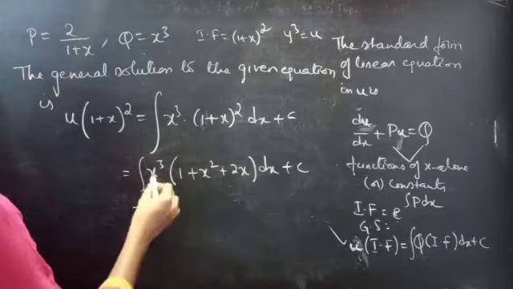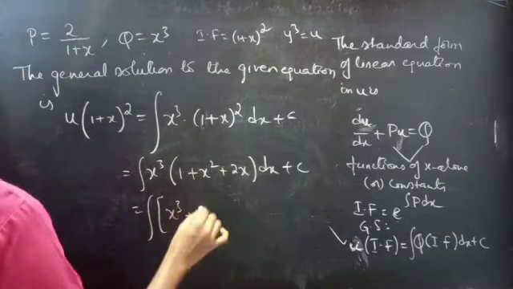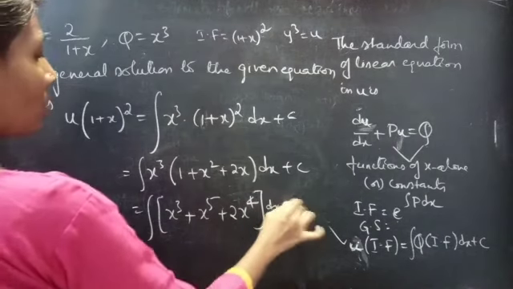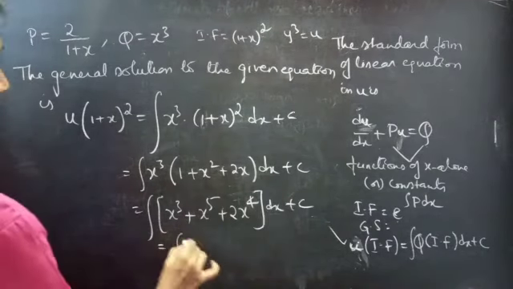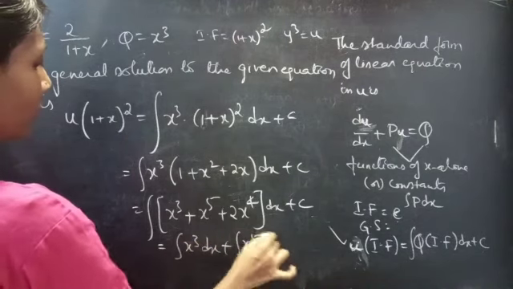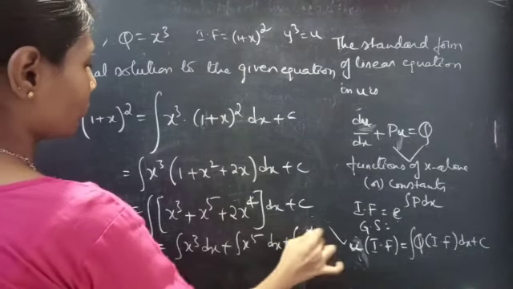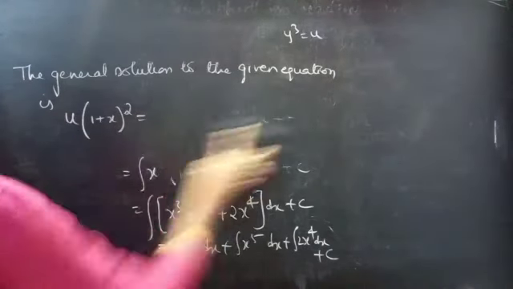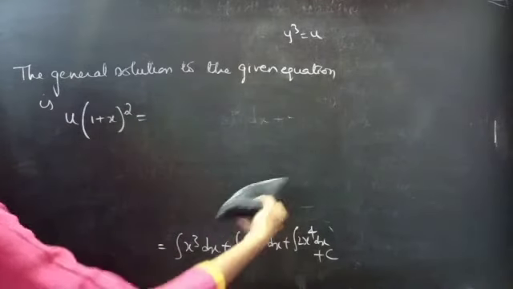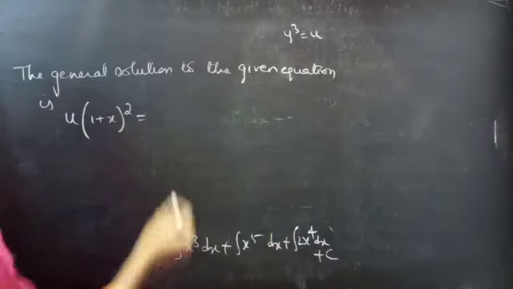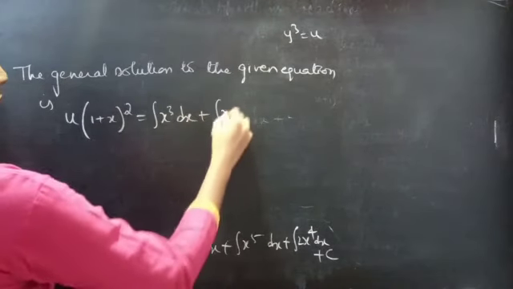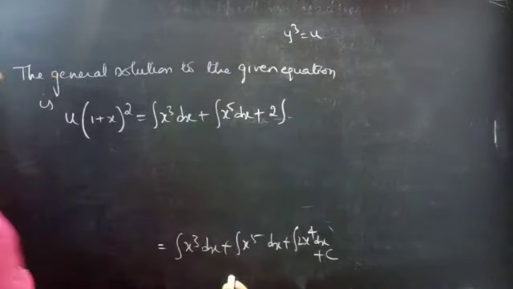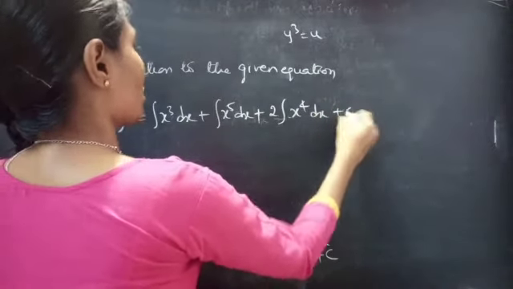This equals integral of x cube into 1 is x cube, plus x cube into x square is x power 5, plus x cube into 2x is 2x power 4, into dx plus c. Now we can split the integral: integral x cube dx plus integral x power 5 dx plus integral 2x power 4 dx plus integral constant c. Here you have the constant 2, right? So let's write the constant outside the integral. You'll get 2 integral x power 4 dx plus c.